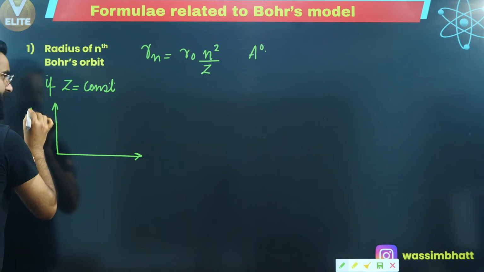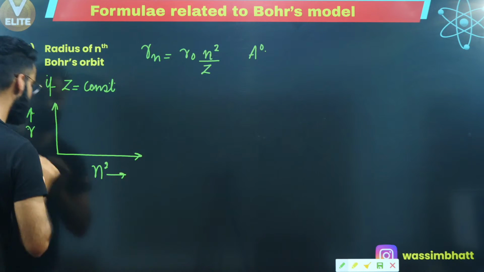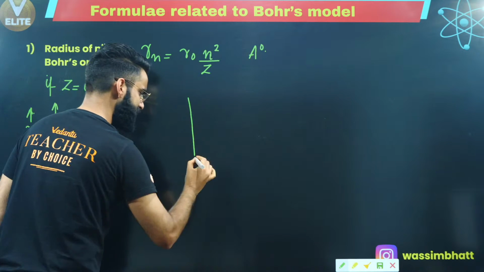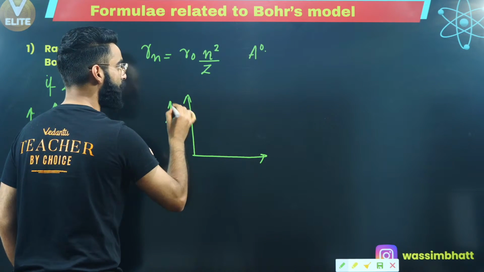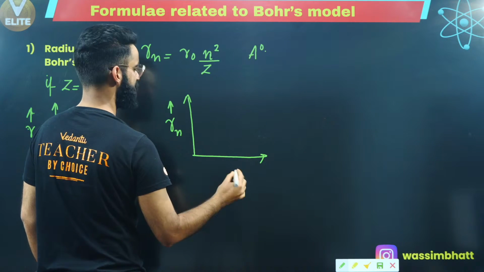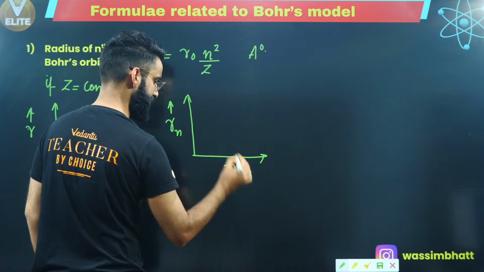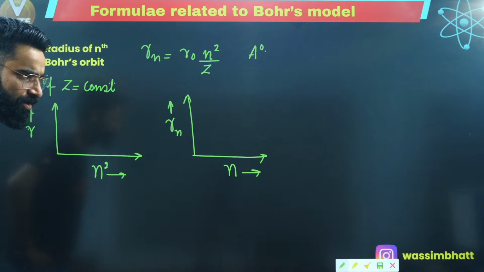Between the radius of the nth orbit and n square. This is the first curve which I'm plotting keeping z constant. The second curve which I'll be plotting keeping z constant is going to be radius of nth orbit versus, for example, n versus n. Okay. What do you think will be the nature of these curves?